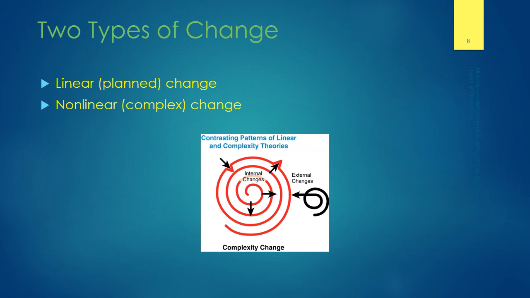The second type of change is nonlinear or complex change. Nonlinear refers more to a web. Everything is connected. Pulling on one piece moves other pieces so that a new pattern appears. Most changes in healthcare are complex because they involve many people and clinical and organizational changes.